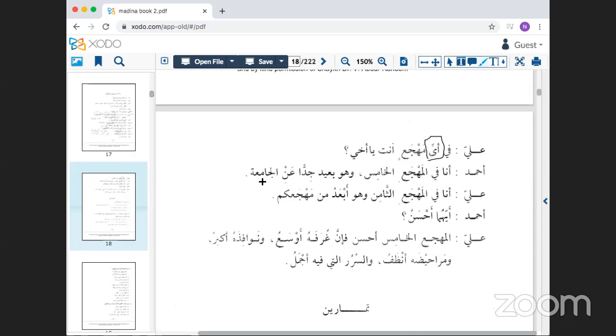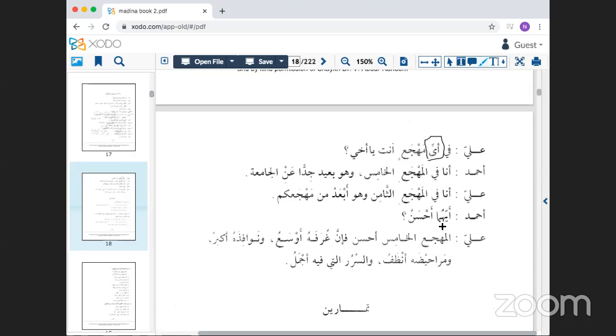Interesting. Let's see who has the updated book. So ana fil, you said muhja, but it's actually mahja. Ana fil mahja il khamisi. Jayid. Fadhil Akhi Ahmed. Ana fil mahja il thamini, wa huwa ab'adu min mahja'ikum. Ab'adu min mahja'ikum. Barakallahu feek.